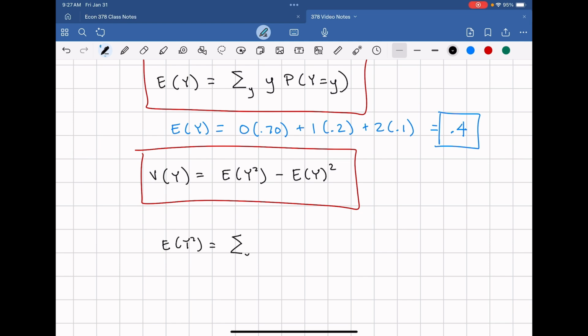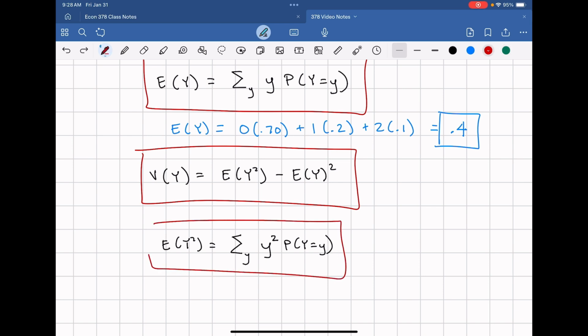we're going to sum up over the values of y, the outcome of the random variable y, and we're going to square that times the probability that y is equal to little y. I'm going to put this in green. Let's not quibble. And so that's another important definition, and that is exactly what this is right here.